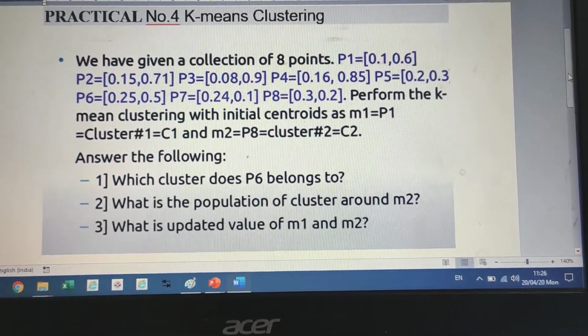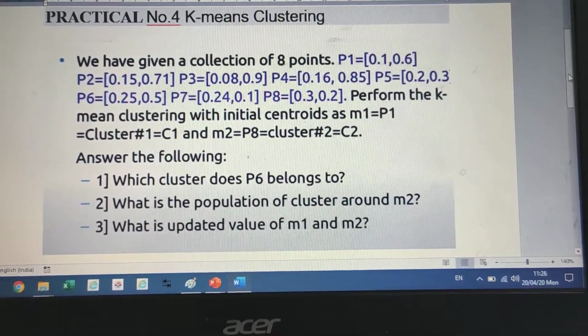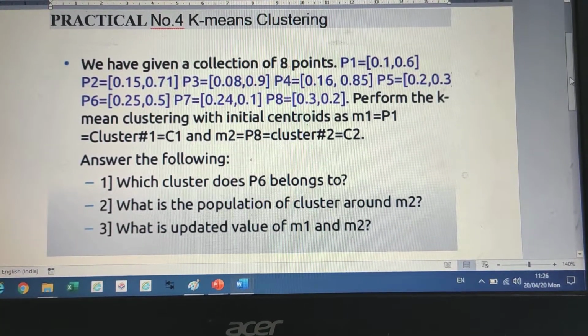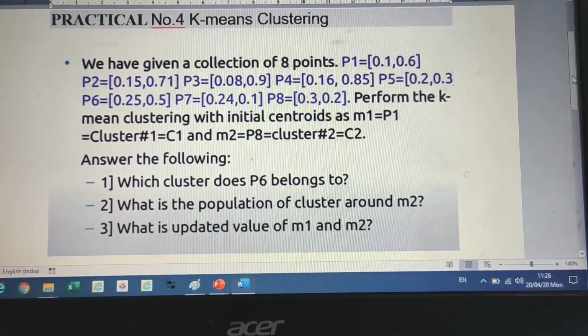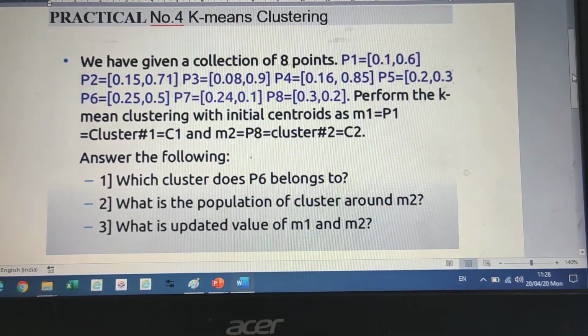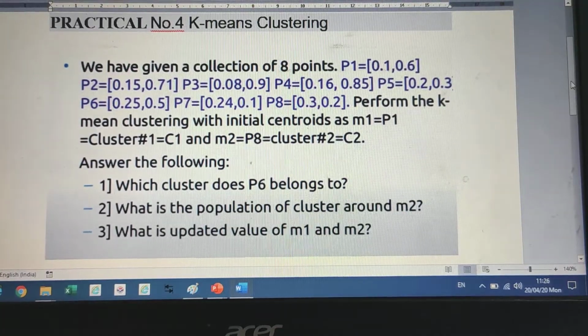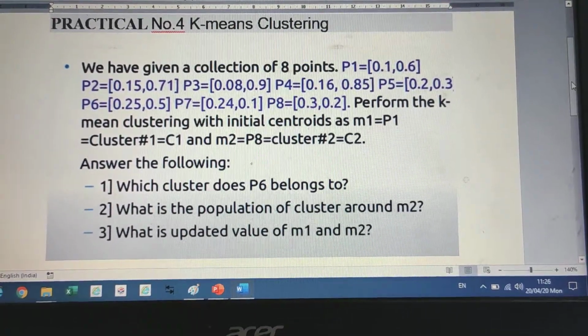The questions asked are: which cluster does P6 belong to? What is the population of the cluster around M2, that is, the number of instances in the second cluster? And what is the updated value of the means M1 and M2?